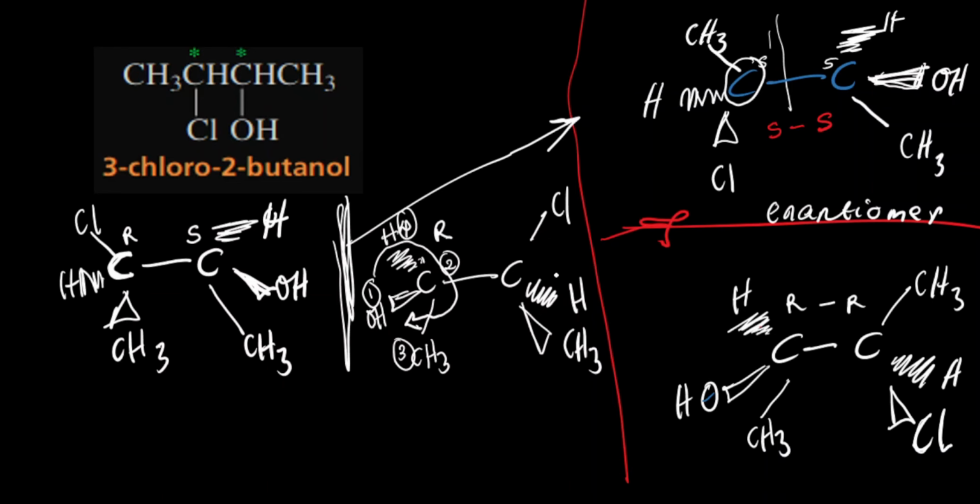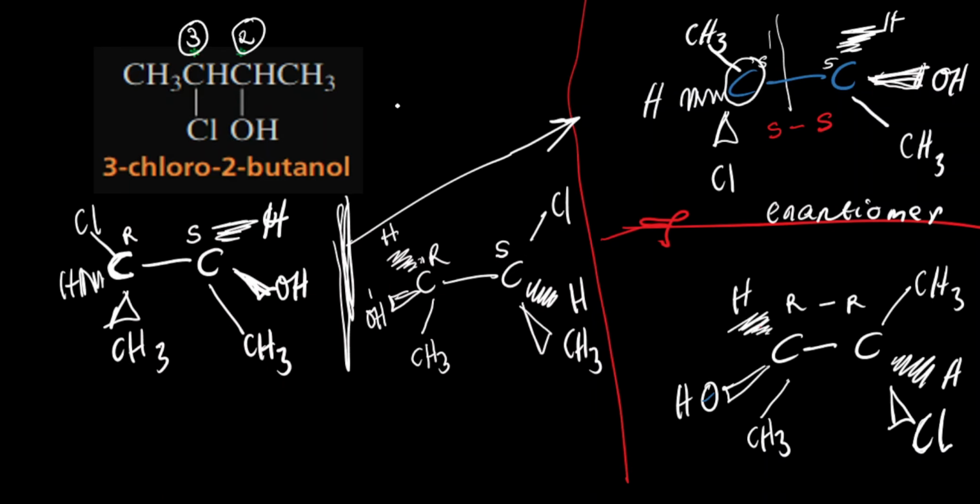Now let's take the configuration of this. This is priority number 1. This is priority number 2. This is priority number 4, and priority number 3. So from 1 to 2 to 3, we're moving in an anti-clockwise direction. So this is an S. Now notice that this is an R and this is an S. The carbon attached to the hydroxyl group is carbon number 2. The carbon attached to the chlorine is carbon number 3.